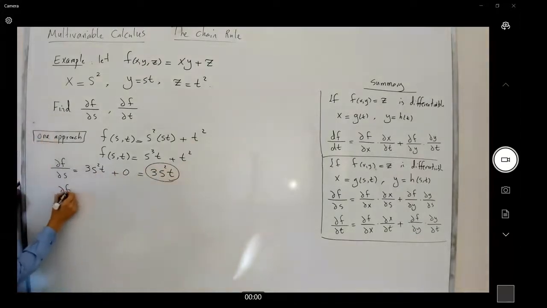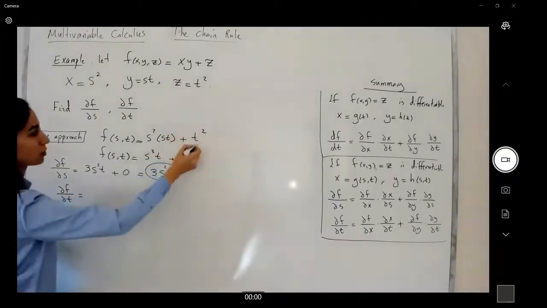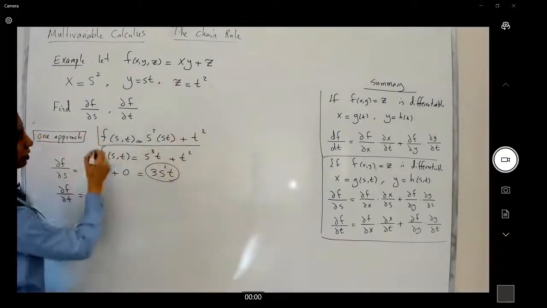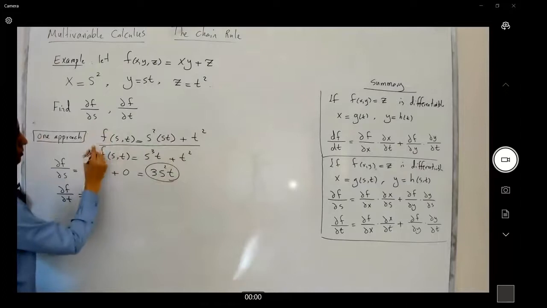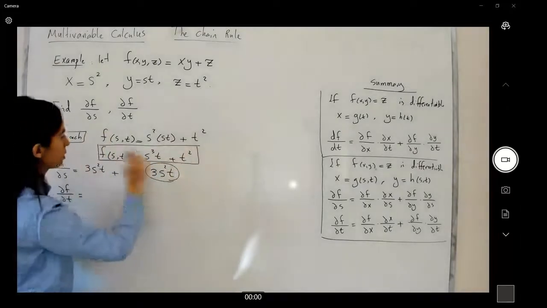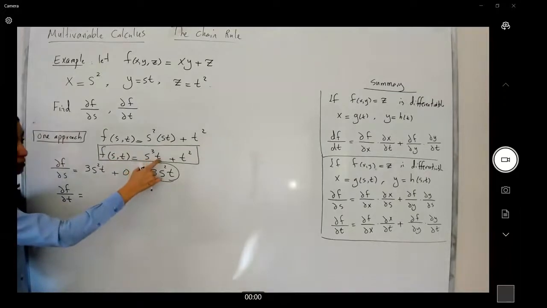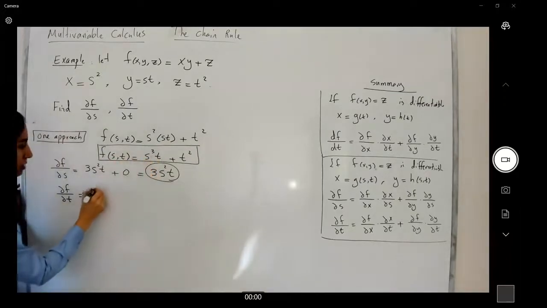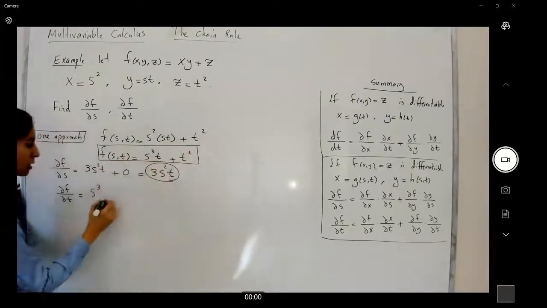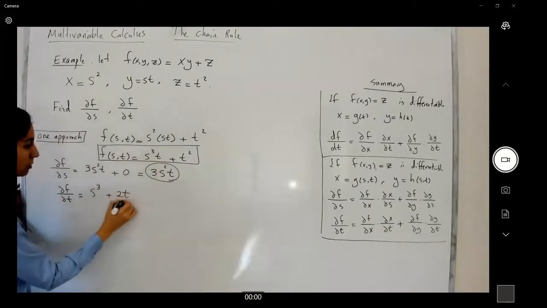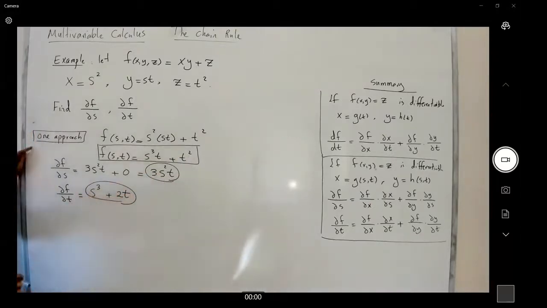The partial derivative of f with respect to t is equal to, so here I'm taking the derivative of this function. Let's just write it here. Box it here. This is simplified. So the partial derivative of s cubed t with respect to t is s cubed. The partial derivative of t squared is 2t. This is your first approach, just substitution.